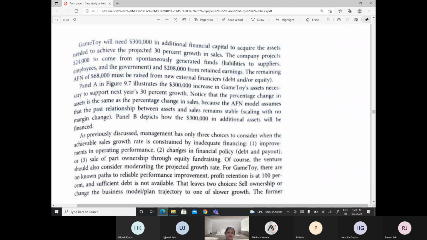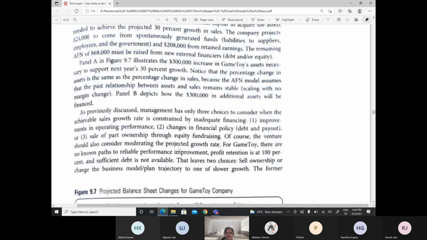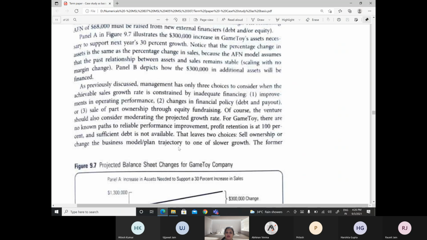Okay, so this panel A in figure 9.7 illustrates the $300,000 increase in Game Toy's assets necessary to support next year's 30% growth. Notice that the percentage change in assets is the same as the percentage change in sales, because the AFN model assumes that the past relationship between assets and sales remains stable, scaling with no margin change. Panel B depicts how the 300,000 in additional assets will be financed.